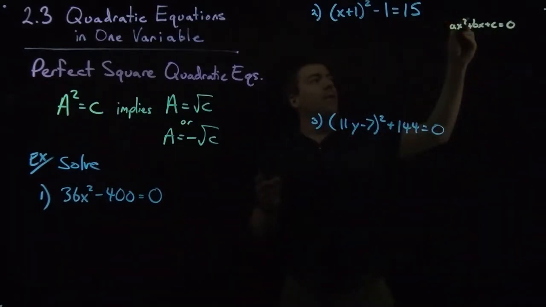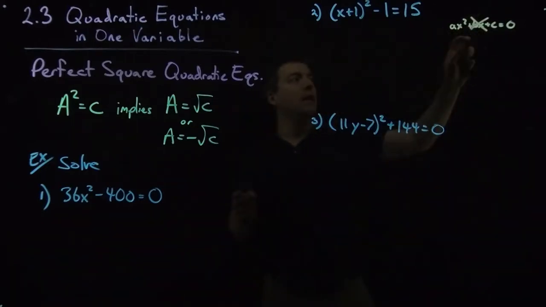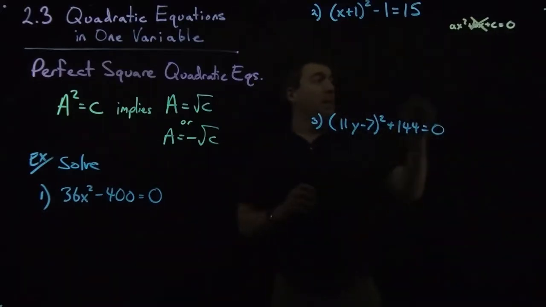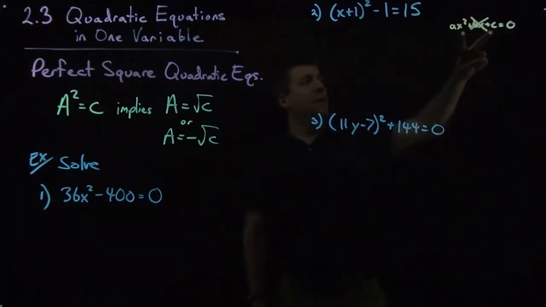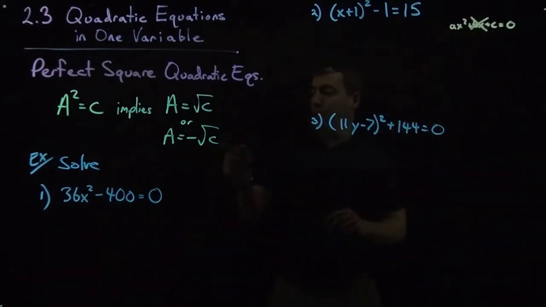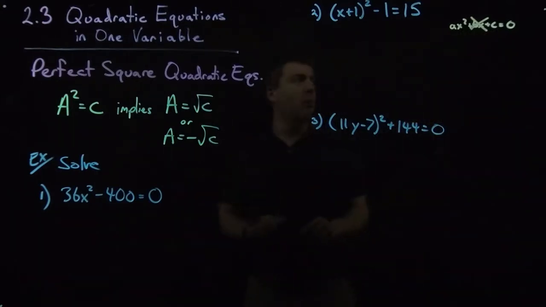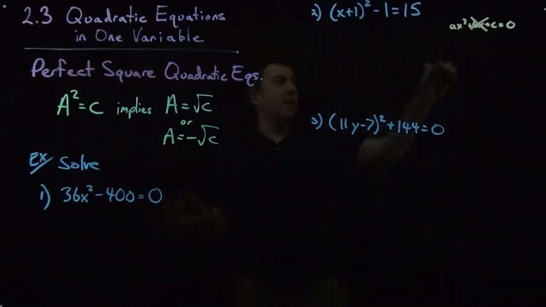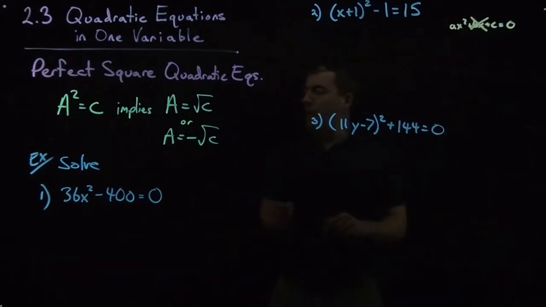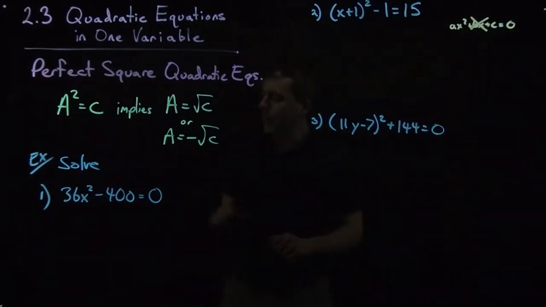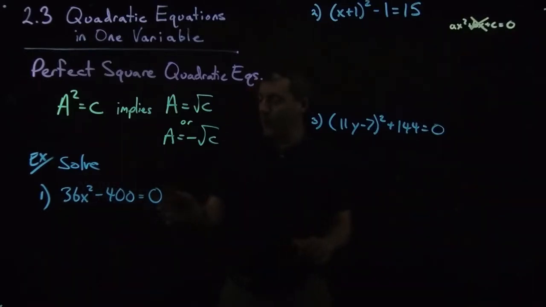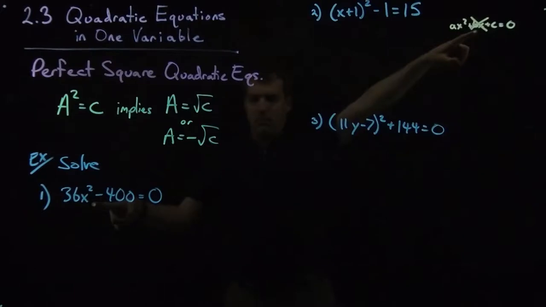Now, if we don't have this linear term, the b, we have something of the form ax squared plus c equals 0. This requires either factoring or using this property. I think it might be easier to use this property to solve those. So if you look at all these, they're all going to be missing the bx term. Let's just take a look at the first one. So here we have 36x squared minus 400 equals 0. Notice there's no bx term.